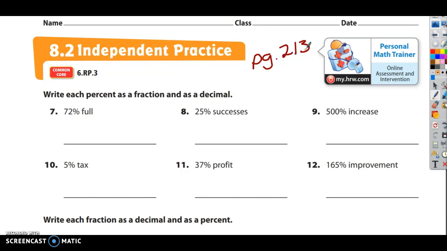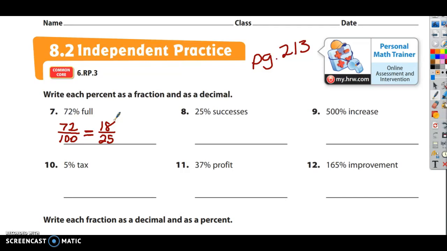So for just about all of these, the first strategy would be to take the percent, 72%, and write it as a fraction out of 100. And what I am going to do in every case is ask myself, would that simplify? And it does. 72 and 100 share a factor of 4. If you divide 72 and 100 by 4, the denominator is going to be 25, and the numerator, 72 divided by 4, is 18. You can look on a multiplication chart. 4 times 18 is 72.